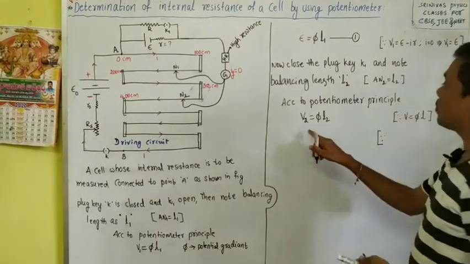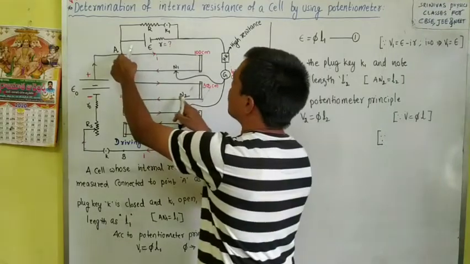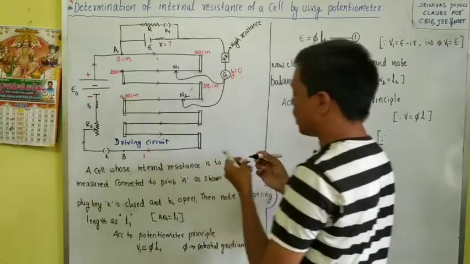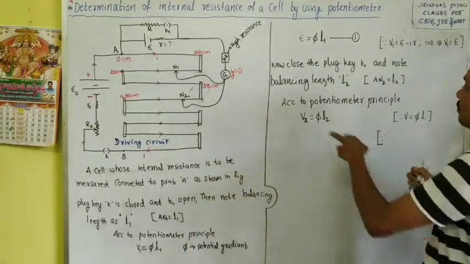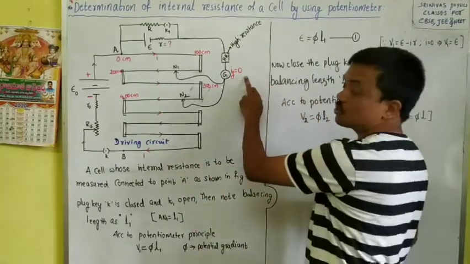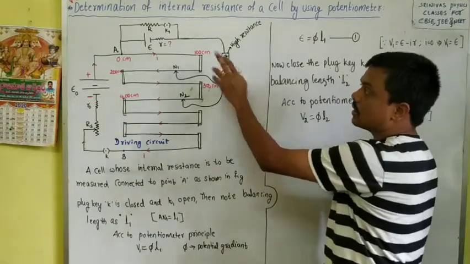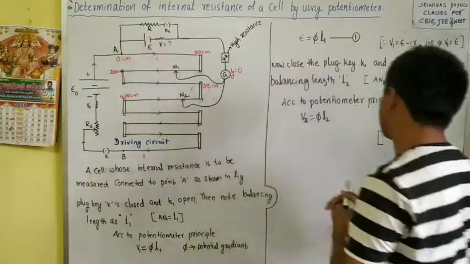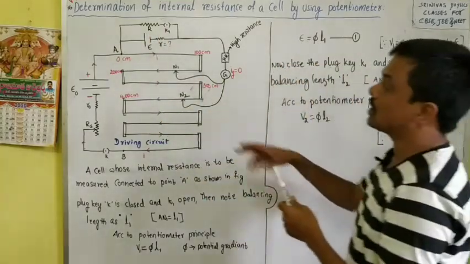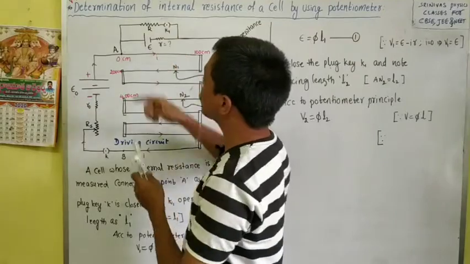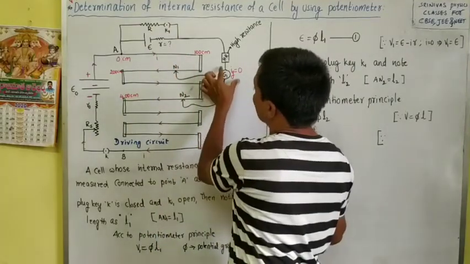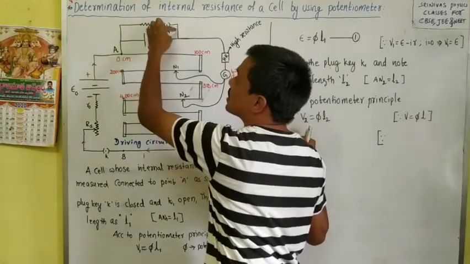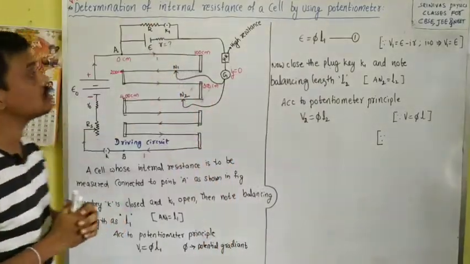Now the potential difference between A and N2, across the potentiometer wire, is equal to the potential difference across the cell. But what about the cell? Here we note the balancing length when the galvanometer shows zero deflection. Whether the current through the cell is 0 or not? When the plug key K1 is closed and the current through the galvanometer is 0, even though some current flows through the cell. How? Previously there was no current.